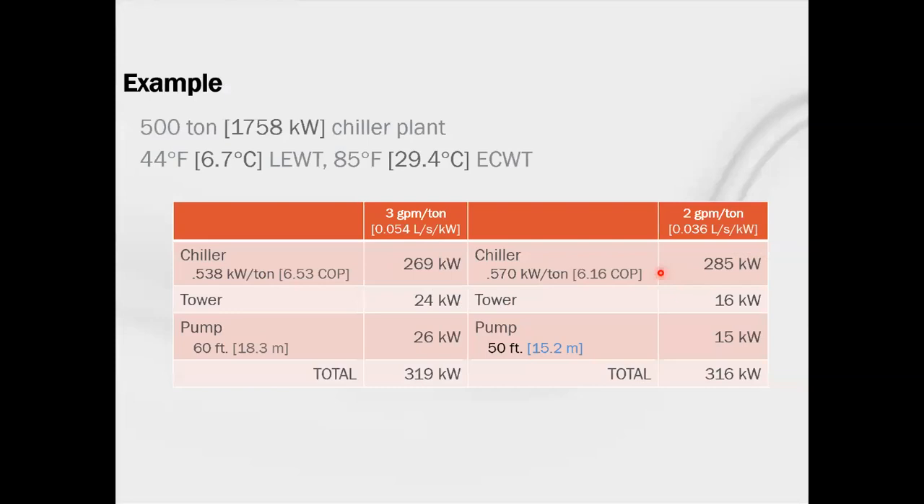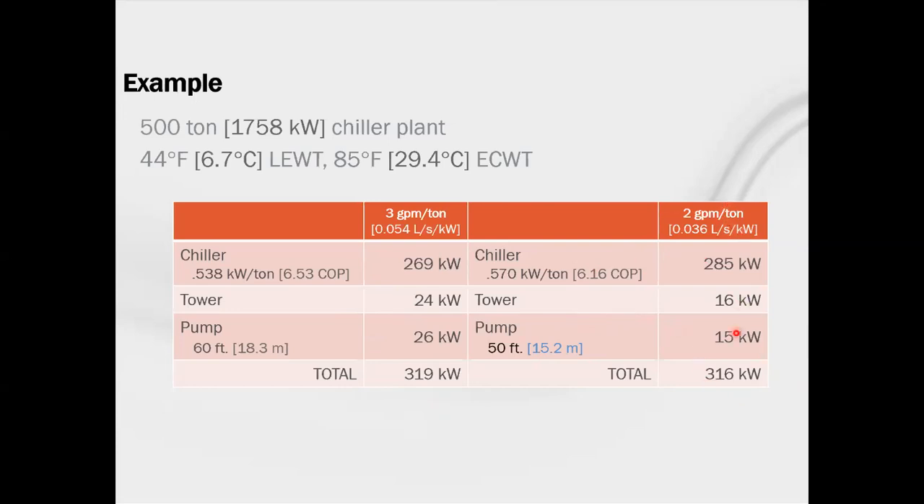This is just a brief example of a 500-ton chiller when it is run at 3 GPM per ton condenser water flow and 2 GPM per ton. What is the power consumption difference, and what is the power savings you are getting by downsizing the cooling tower and pump? So if you see, though we are reducing the flow rate on the condenser side, and though the chiller power is going a little bit up from 269 kilowatts to 285 kilowatts, the savings we are getting in the cooling tower as well as in the pumping system are enormous, because the overall power consumption is still lesser with 2 GPM per ton.